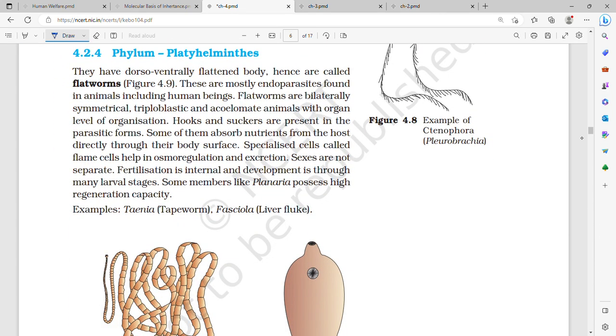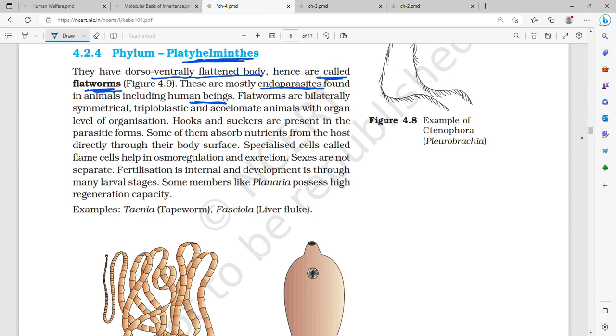Platyhelminthes have a dorso-ventrally flattened body. That's why they are called platyhelminthes, that is flatworms. They are dorso-ventrally flat, from above as well as from below. They are mostly endoparasites. They are found in animals, including human beings. Endoparasites feed on the host body and use the host mechanism, that is parasitic nature, for nutrition, and endo means inside the body of the host.